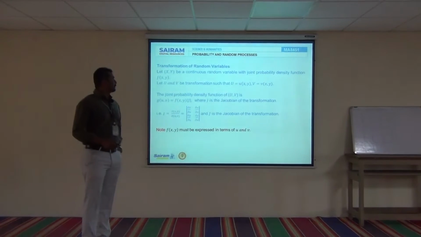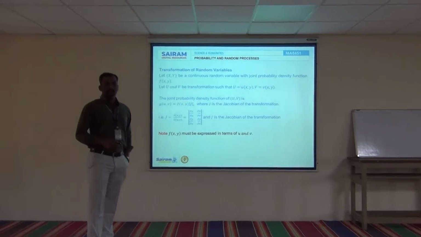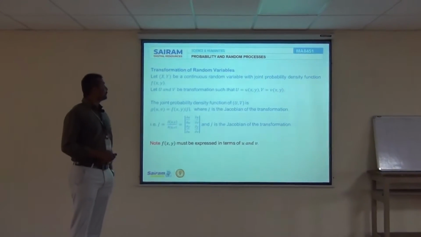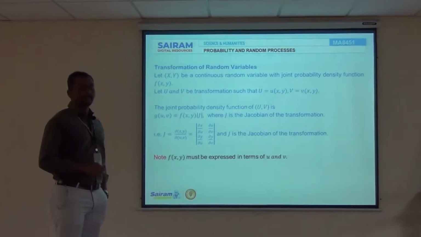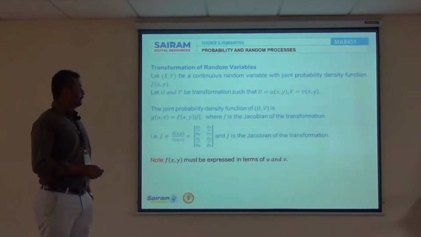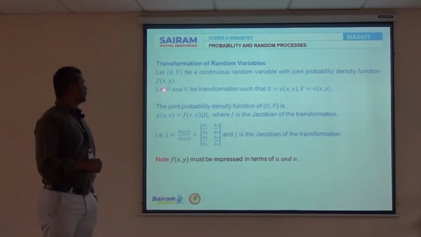Today's topic is transformation of random variables. This topic is under the unit two-dimensional random variable. So we are going to have two random variables x comma y, with the joint probability density function f of x comma y.